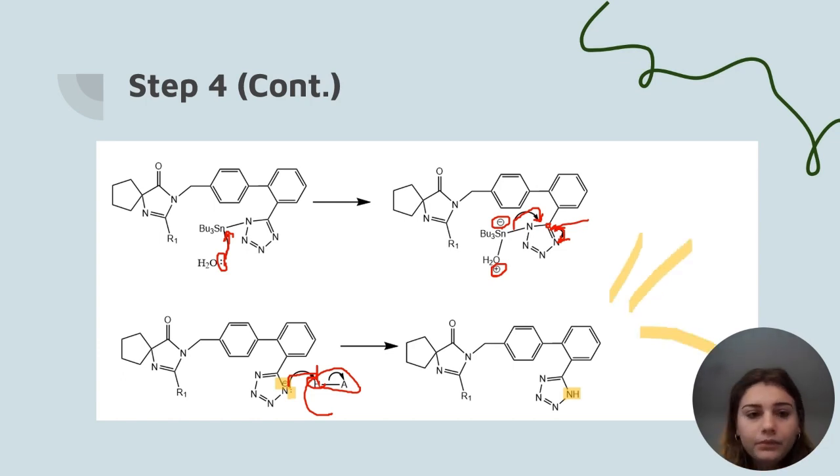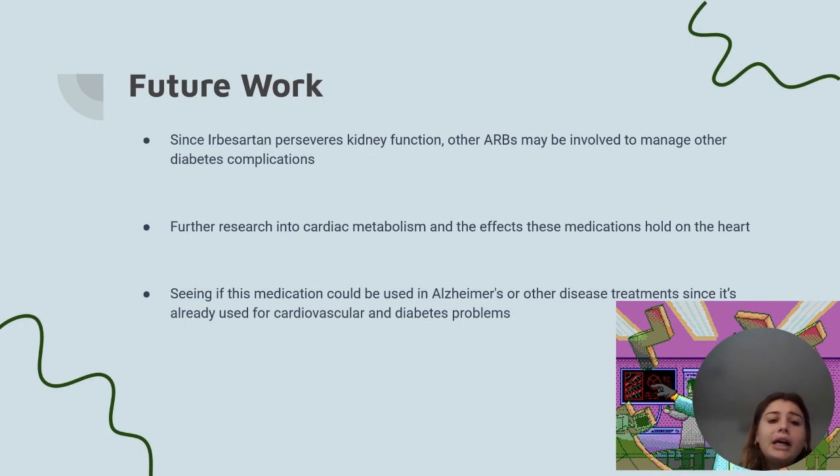So that's really exciting. To go into the future work, since Irbesartan, also known as Aprovel, preserves kidney function, other ARBs, the angiotensin II receptor antagonists, may be involved to manage other diabetes complications. Other ARBs are also used as other cardiovascular medications. Since it does preserve kidney function, why not investigate if it can help more than one thing in diabetes? Then further research into cardiac metabolism and the effects these medications have on the heart.